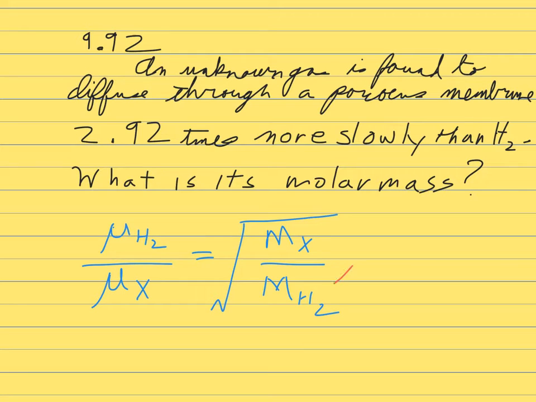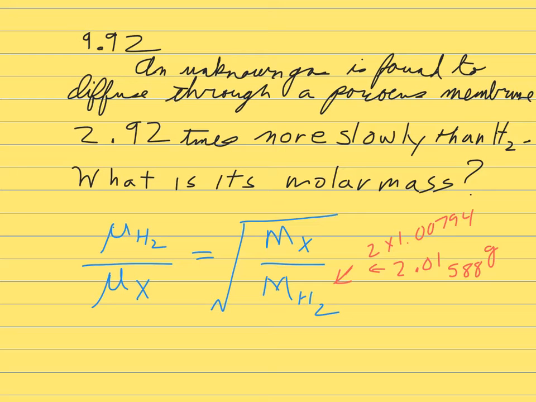We know that molar mass of hydrogen, it's diatomic hydrogen, right? So it's 2 times 1.00794, and that's going to be 1.00794 times 2 gives you 2.01588 grams for its molar mass.